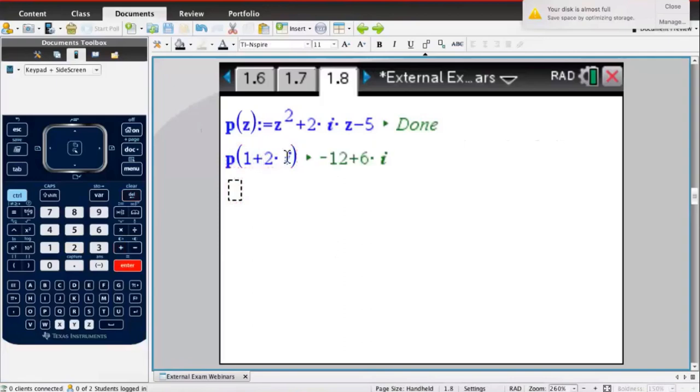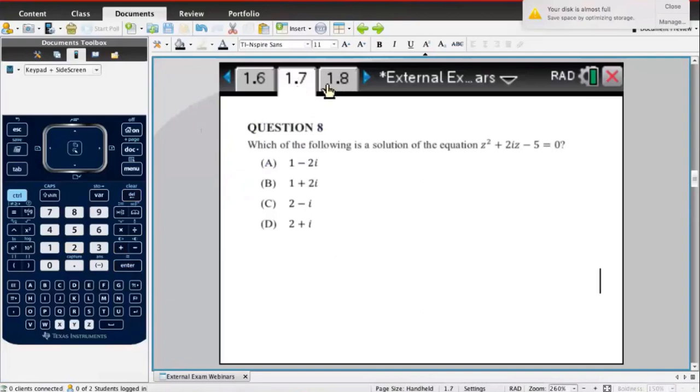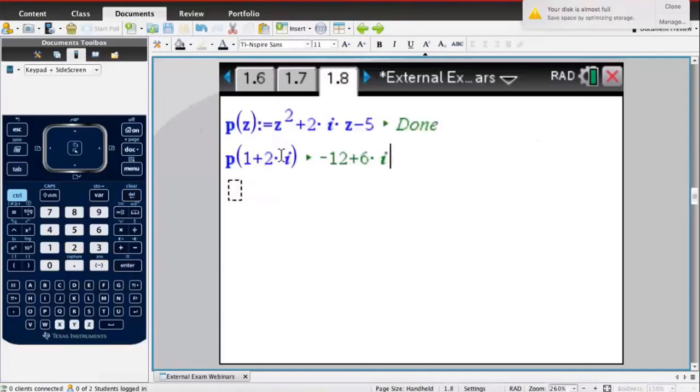And B is no good, and if we look at the answer after that, C is 2 minus i, so we can easily edit the math box and put a minus in there, and remember we're looking for a 0, so the answer is C.